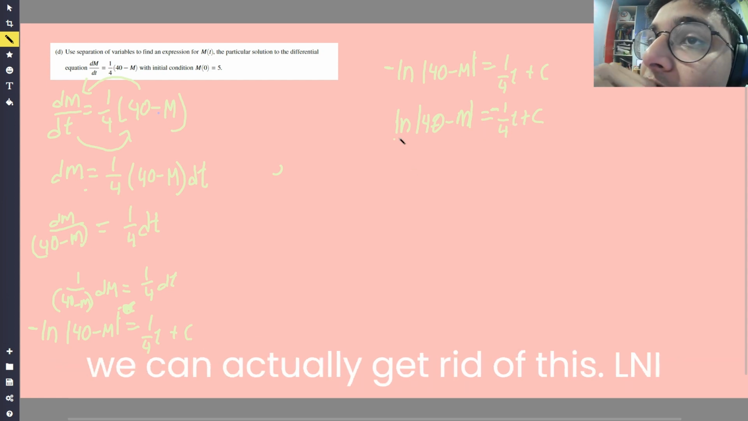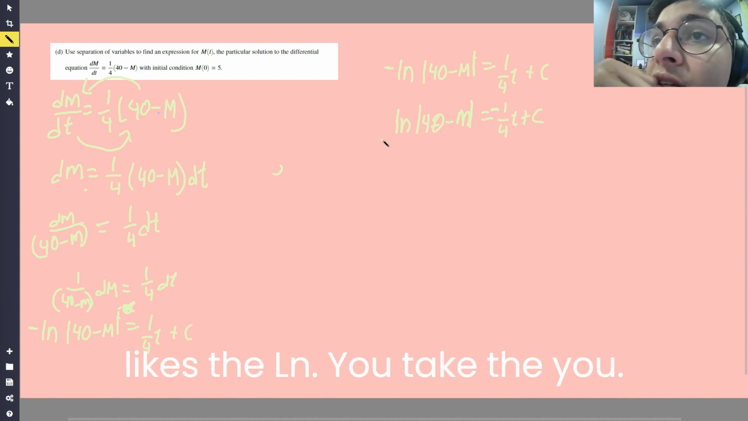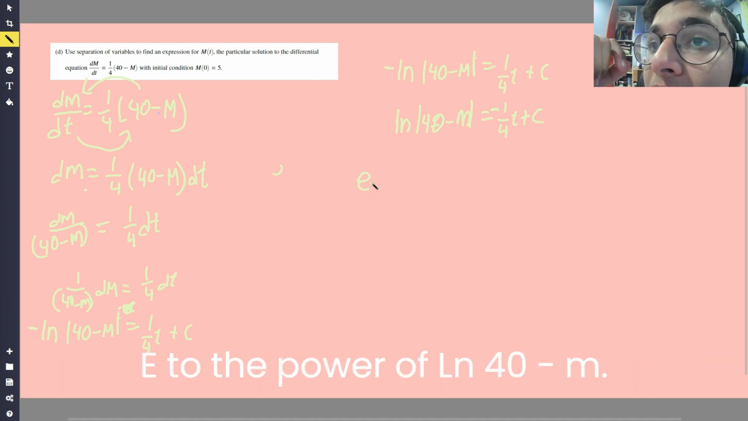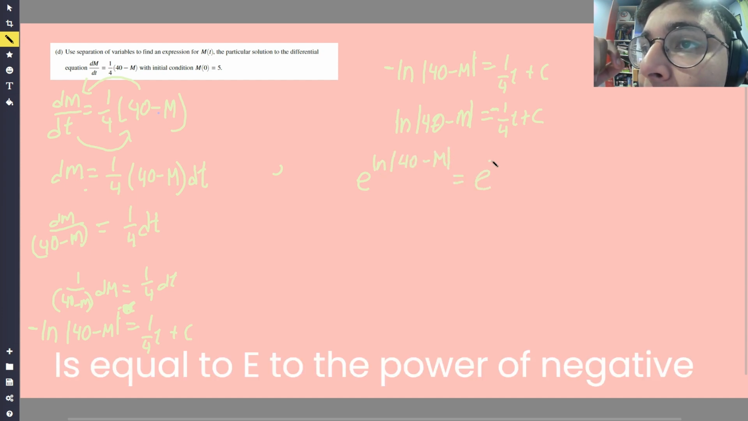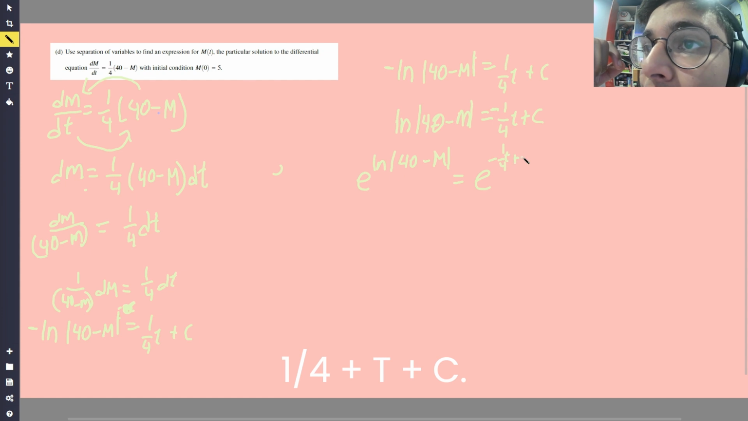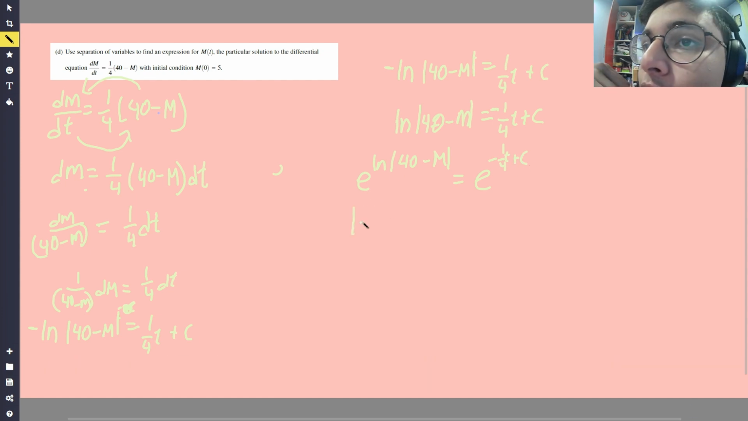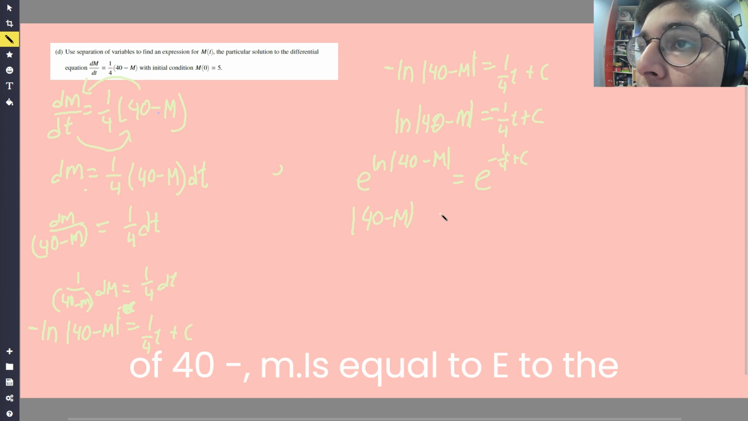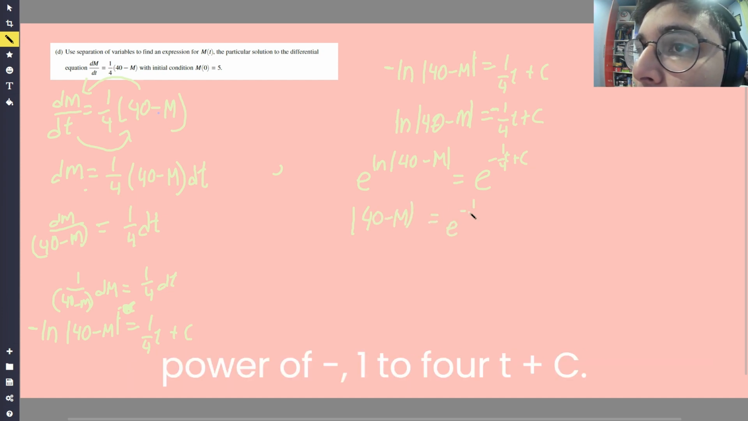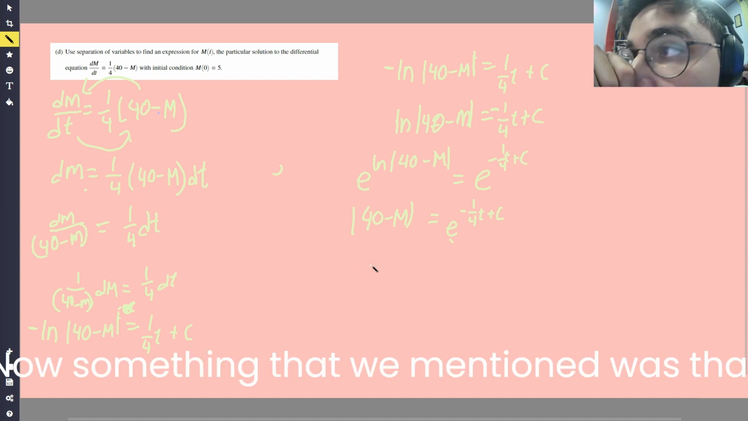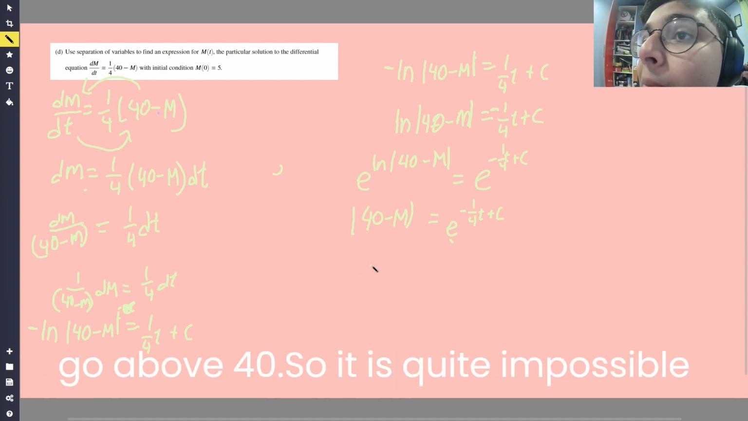So now we can actually get rid of this ln. I hate the ln. Everyone hates the ln. No one likes the ln. You take everything to the exponent of e. So it becomes e to the power of ln|40 - m| is equal to e to the power of -1/4 t + c. And then this becomes the absolute value of 40 - m is equal to e to the power of -1/4 t + c. Now, something that we mentioned was that the value of m cannot actually go above 40.